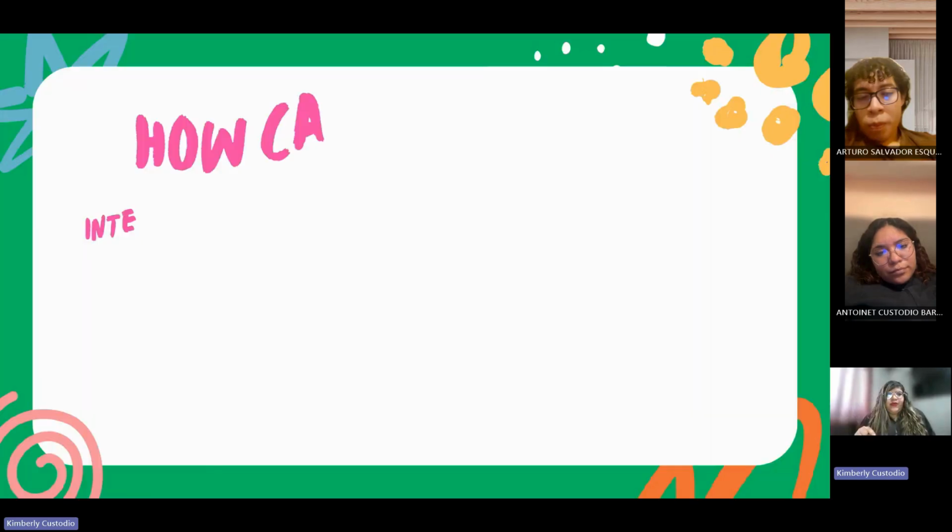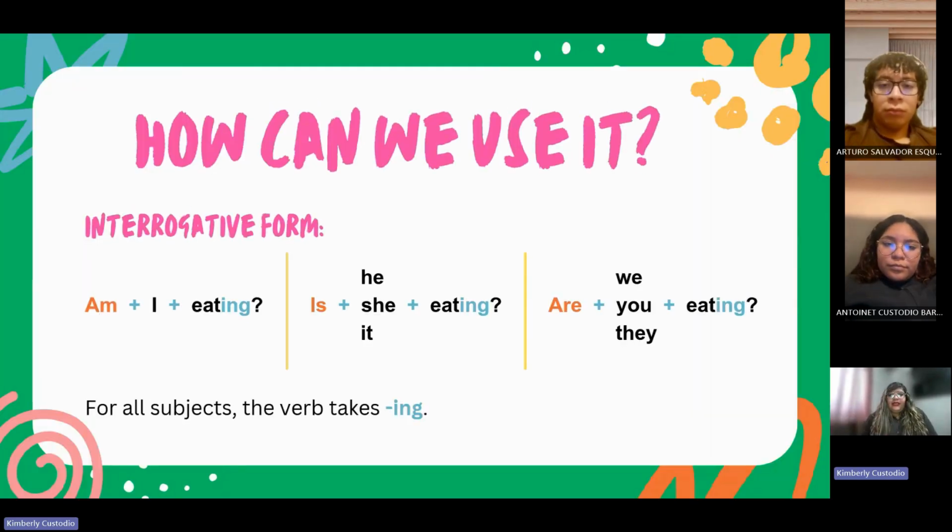And finally, we're going to look at the interrogative form. In this case, we are going to change the order. We start with the verb be. After that, we use the subject and then the verb plus ing. For example, am I eating?